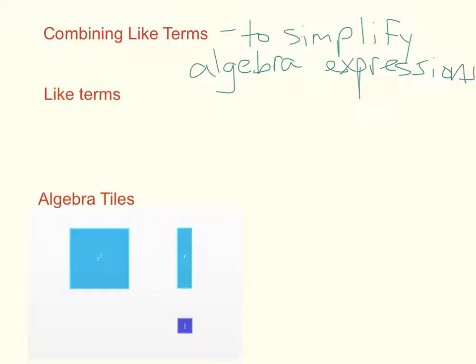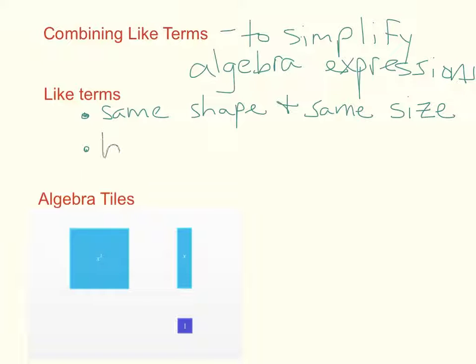And sorry, my handwriting is not good today. So like terms can be identified two different ways. When you're talking about algebra tiles or in visuals, they have the same shape and the same size. Think like how with fractions you need a common denominator in order to add things. That is actually the same idea as combining like terms, because when you add fractions, you have to add thirds to thirds because they're the same shape and the same size. In algebra, they have the same variable and they also have the same exponent.